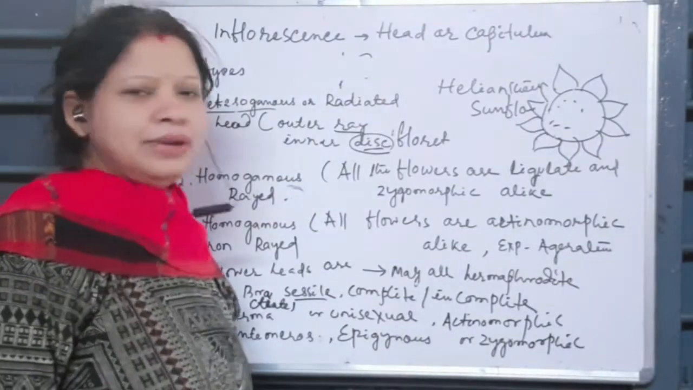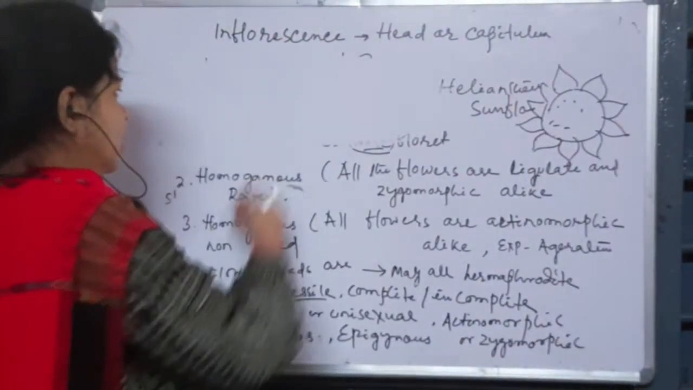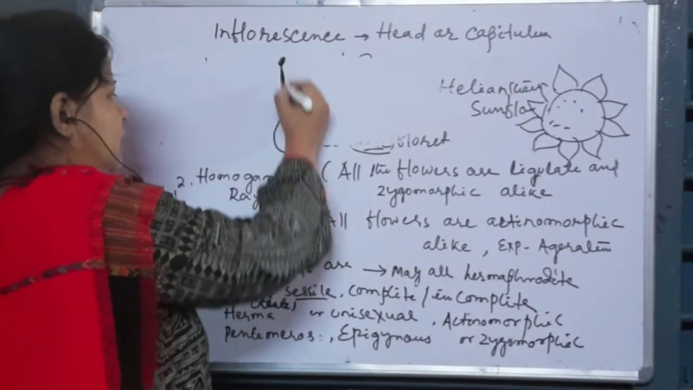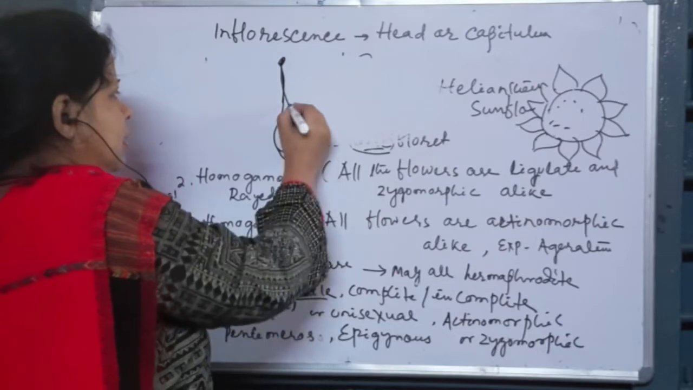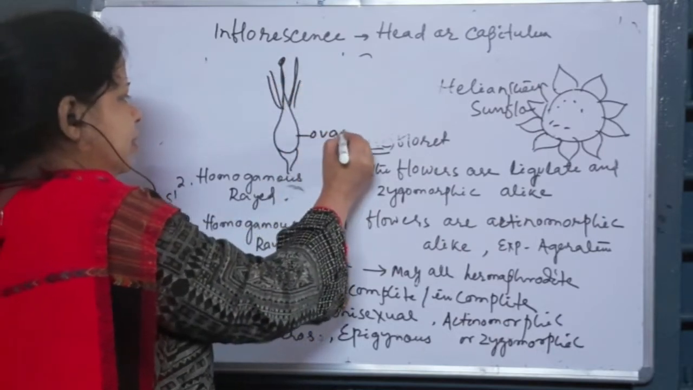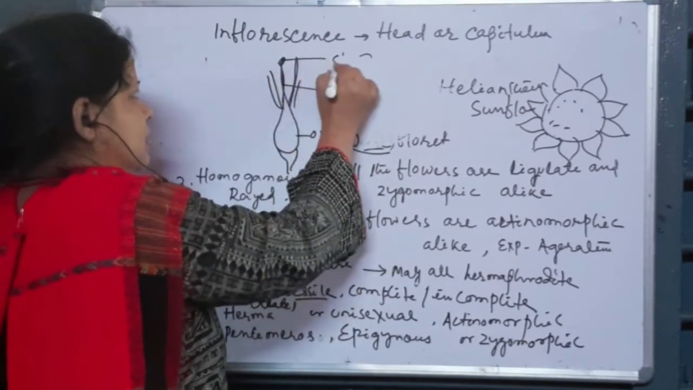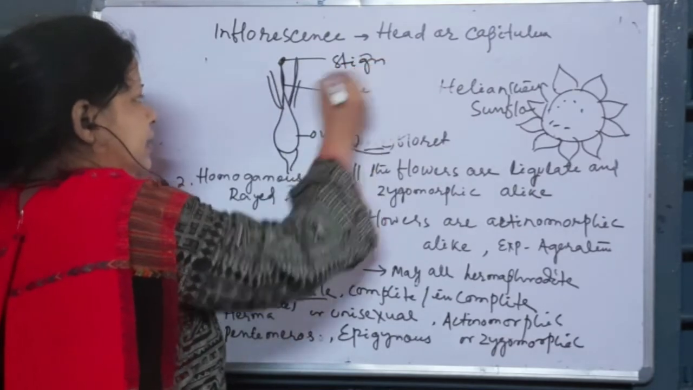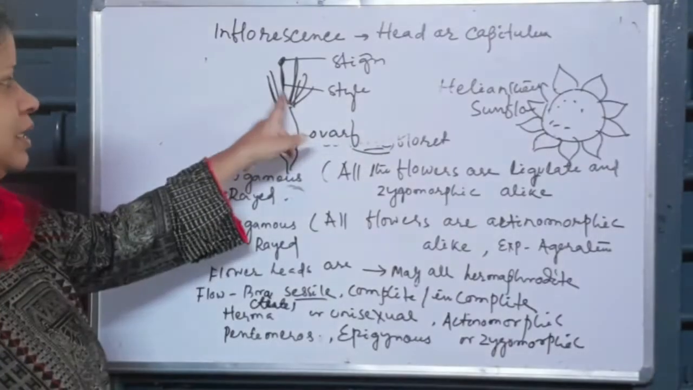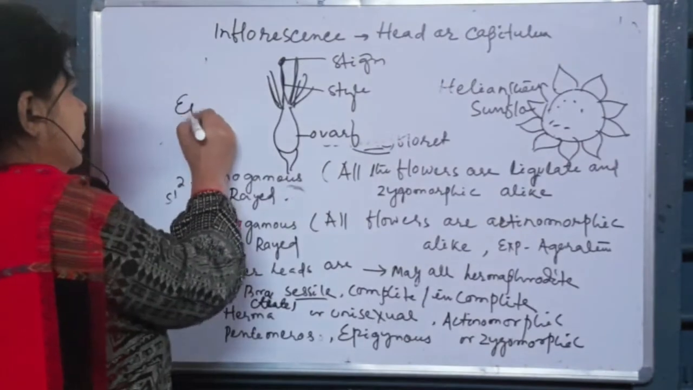Epigynous means inferior ovary. Inferior ovary is when the calyx, corolla and androecium all arise above the ovary. This is the ovary, and this is the style and stigma. If the calyx, corolla and stamens all arise above this ovary, then it is called an inferior ovary, or epigynous.